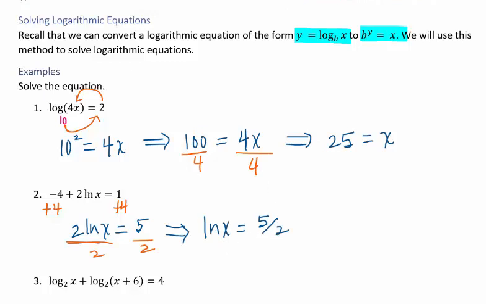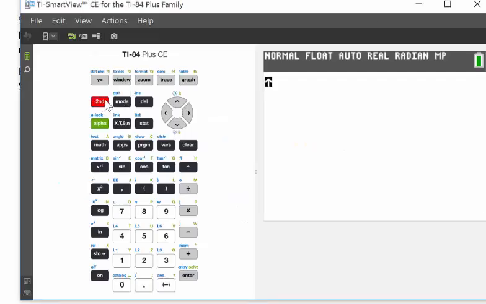At this point, we're going to convert to exponential form. Remember, the natural log has a base of e. Starting with the base, e, we raise it to the 5 halves, and that is equal to x. So an exact answer is e to the 5 halves. An approximate answer is about 12.18. Let's take a look at one more example.